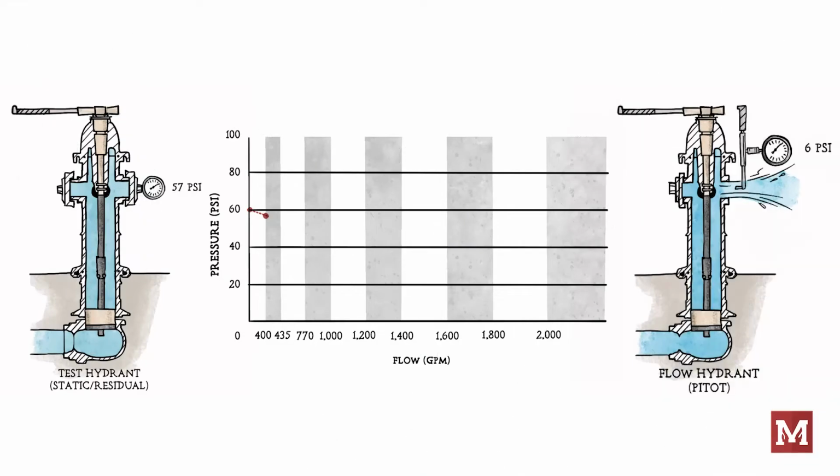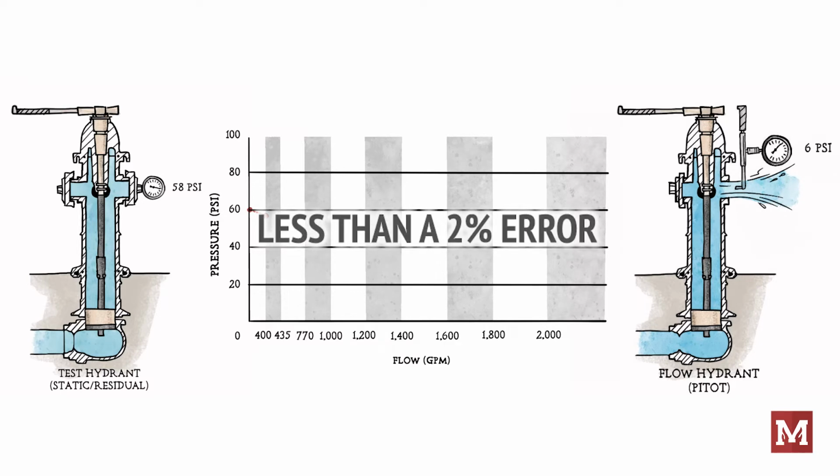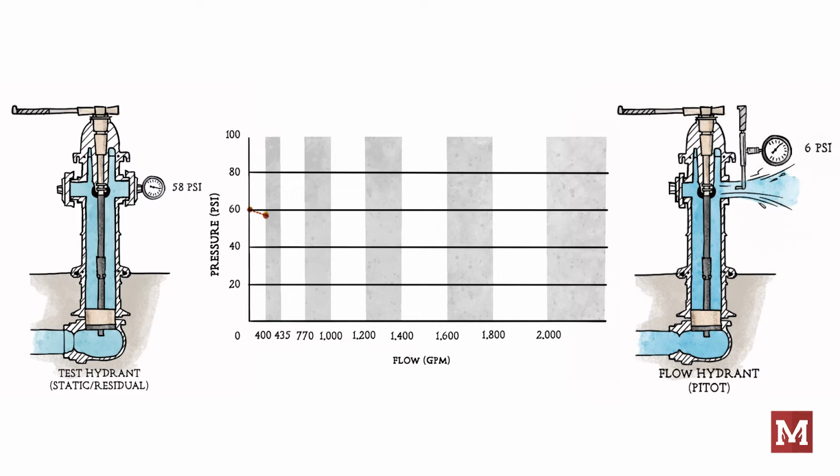Now let's say that the gauge on the test hydrant is bouncing around and we mistakenly read 58 psi residual when we should have read 57 psi residual. This is just an example of what one slight measurement difference impacts our overall understanding of the water supply. Now, this is a 1 psi difference, or in this case, less than a 2% error in our reading. Let's draw this out on the graph and see what impact it has on our available water supply calculation.